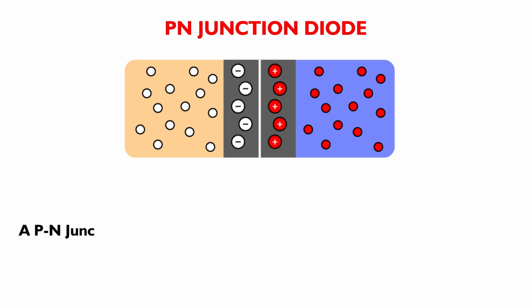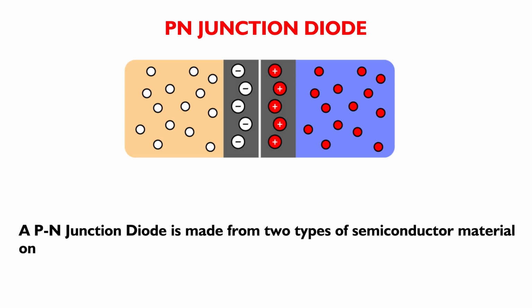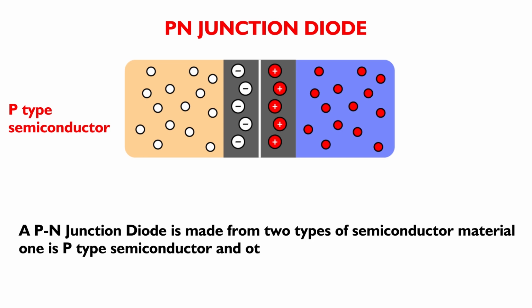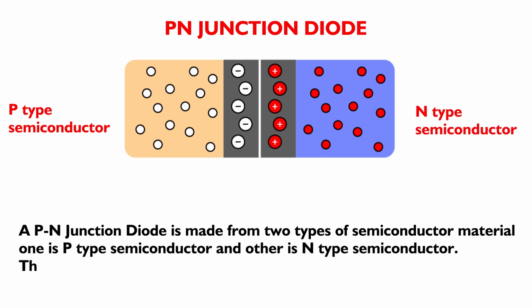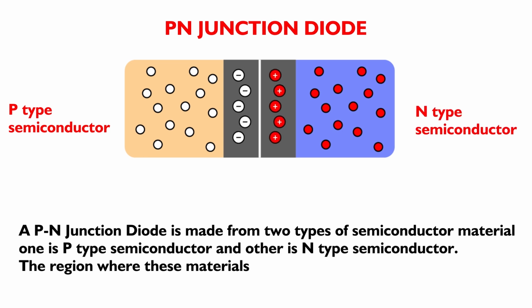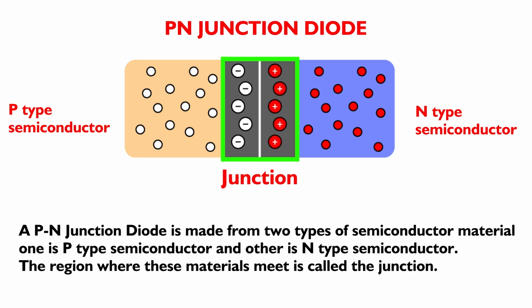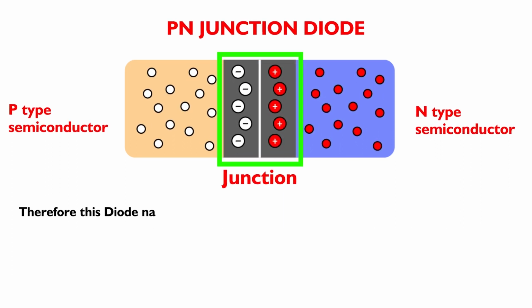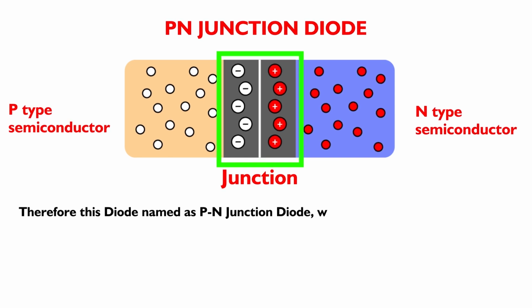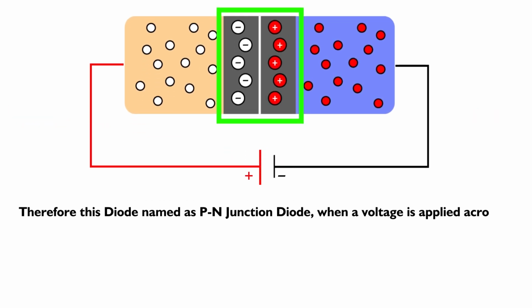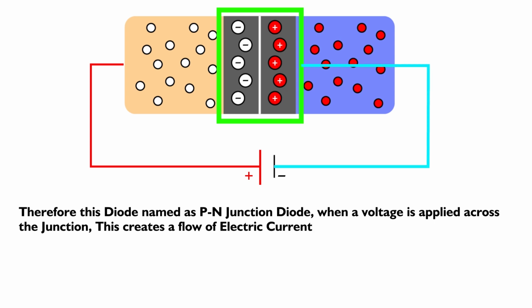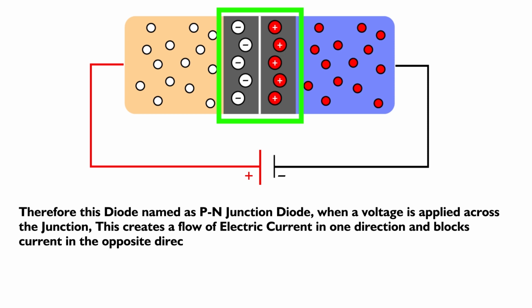Now, a PN junction diode is made from two types of semiconductor material. One is P-type semiconductor and the other is N-type semiconductor. The region where these materials meet is called the junction. Therefore, this diode is named a PN junction diode. When a voltage is applied across the junction, it creates a flow of electric current in one direction and blocks current in the opposite direction.